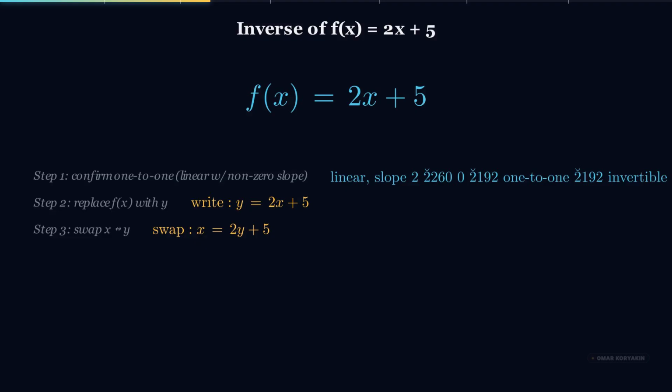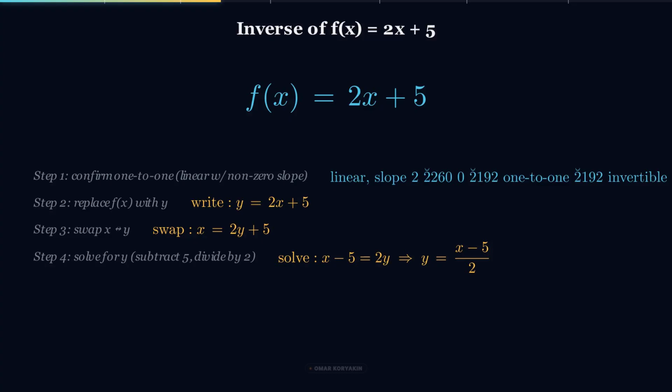F inverse of f of x equals 2 times the quantity x minus 5 over 2, plus 5. The 2 and the divided by 2 cancel, leaving x minus 5 plus 5, which equals x. The composition equals the identity, so the inverse is verified.